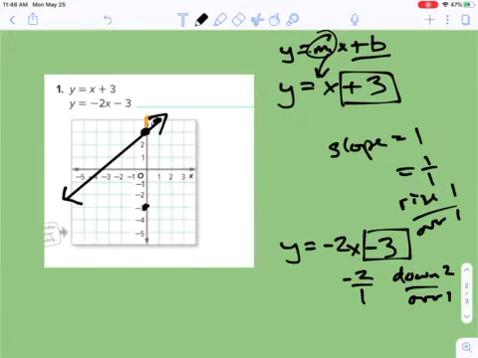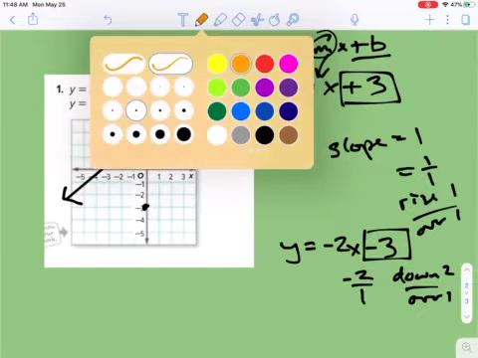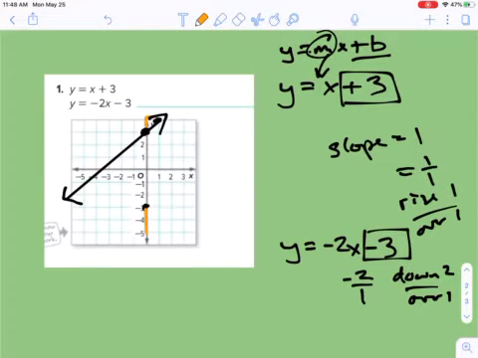So I'm going to, again, use orange to show this. I'm going to go down 2 and over 1, and then right there is where I'm going to put my second point. And then I'm going to try to carefully do this.